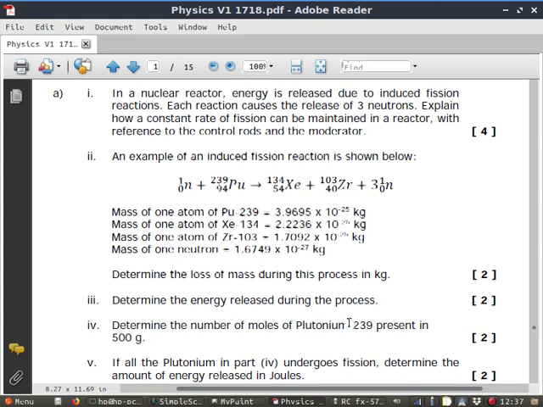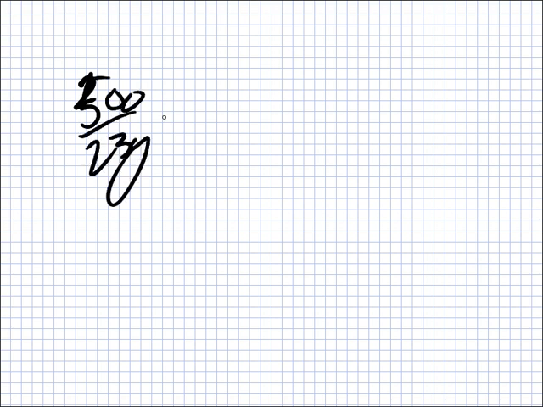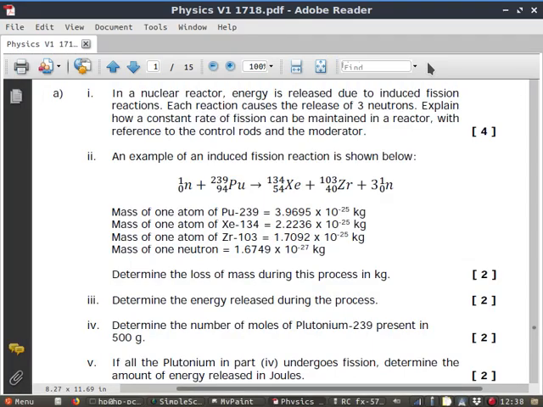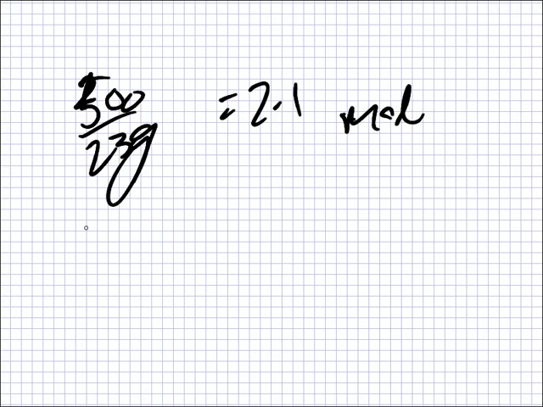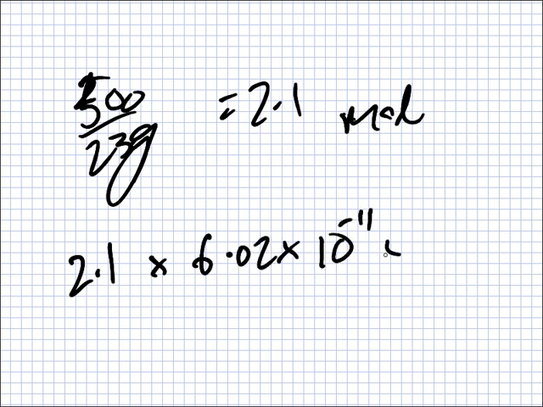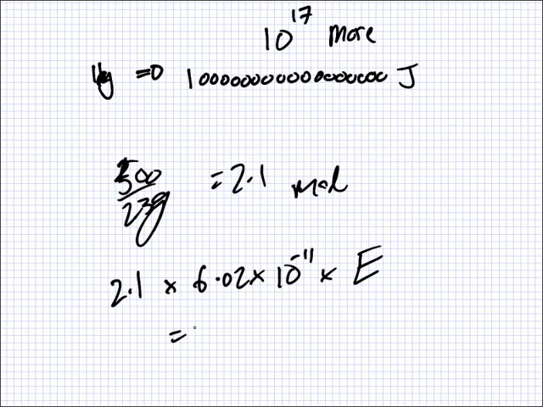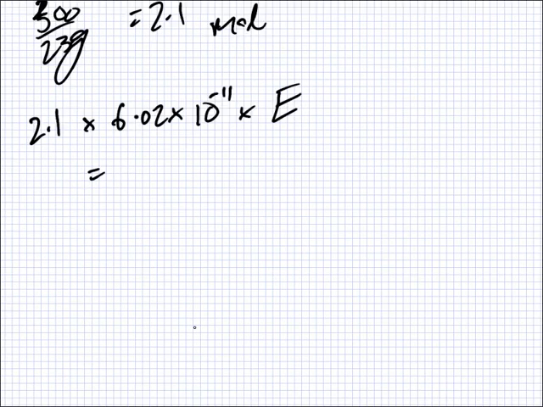How many moles? Okay, so it's 500 over 239. And what did you get? 2.1 moles. Okay, fine. And then finally, I think it is 2.1 times the. Correct, yeah. 2.1 times 6.02 times 10 to the 23 times the energy, 2.88 times 10 to the minus 11. What did you get for that? Now that should be a big number.